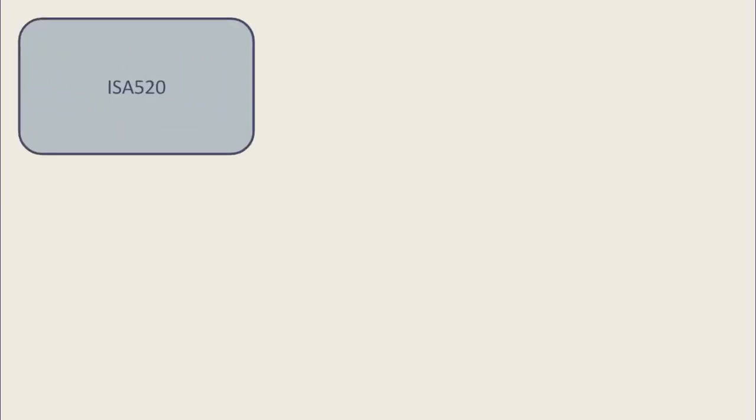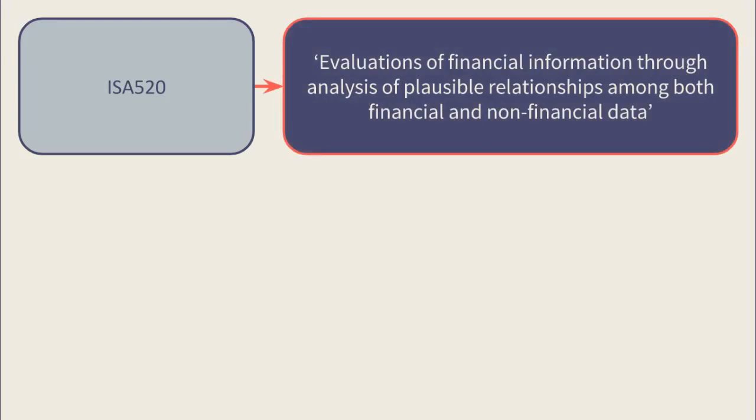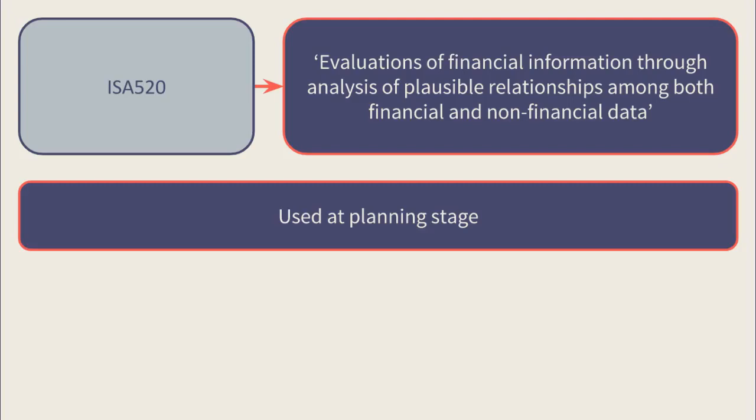The definition of analytical procedures is given in ISA 520 as evaluations of financial information through analysis of plausible relationships among both financial and non-financial data. I like to put it more simply as comparing financial and non-financial data to understand changes. This is an important tool within the audit process, and it must be used at the planning stage.